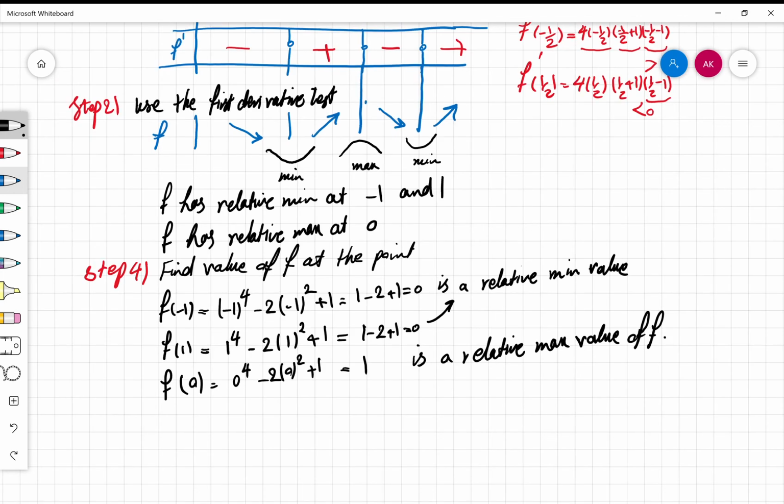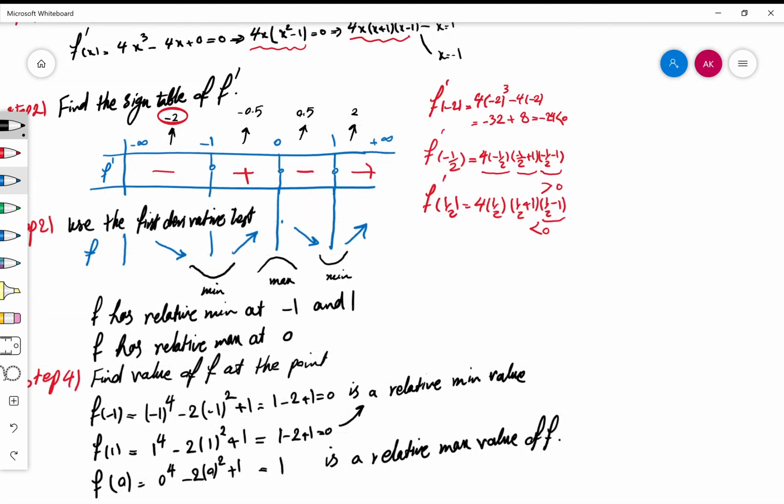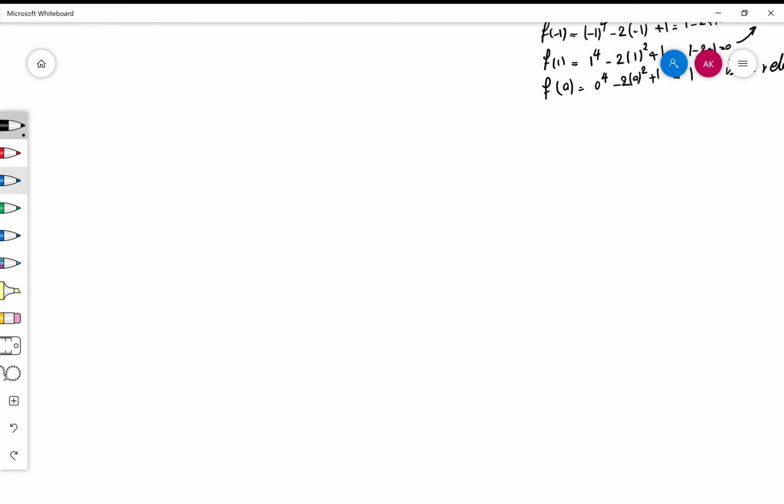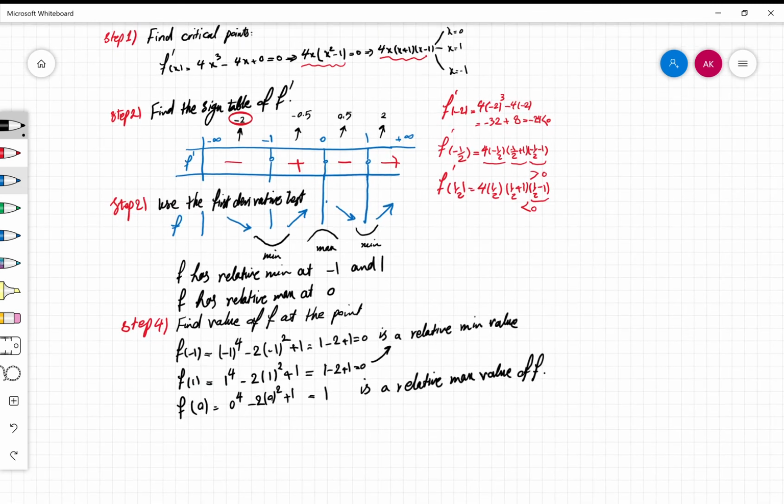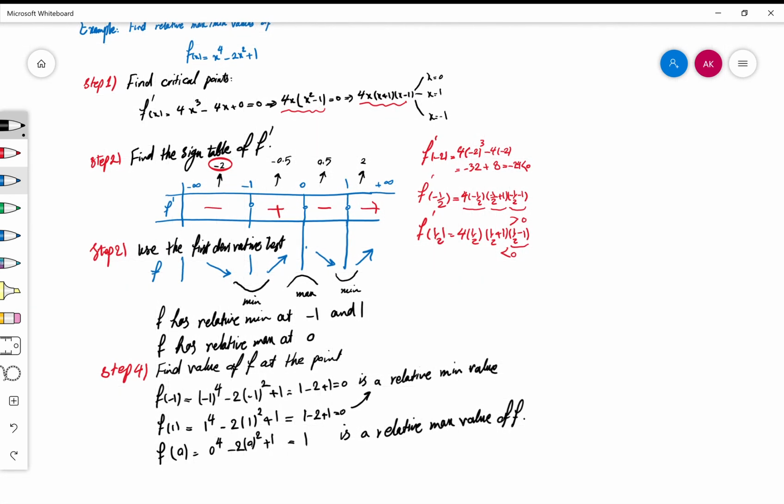These steps you have to repeat whenever you want to use the first derivative test for a function: find critical points, find the sign table of f prime, use the first derivative test, and then find the values of f at those points.